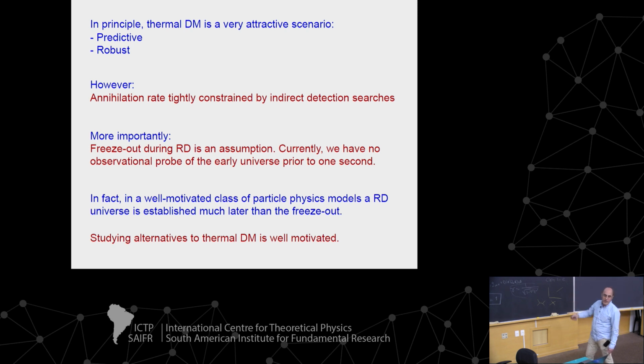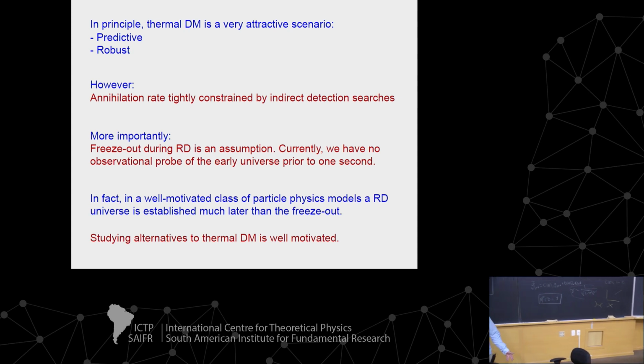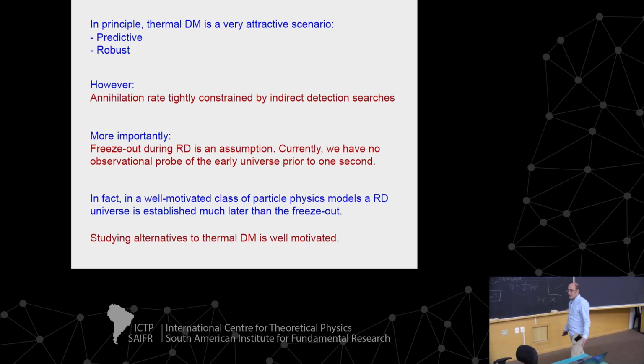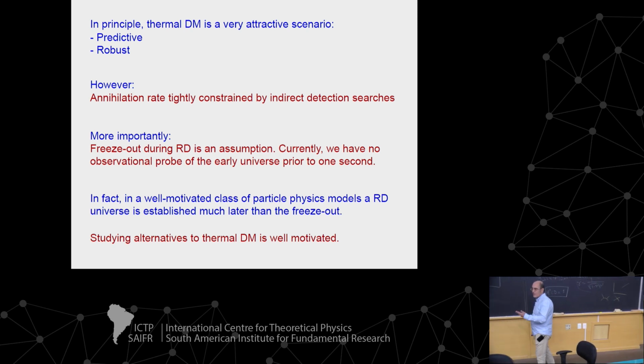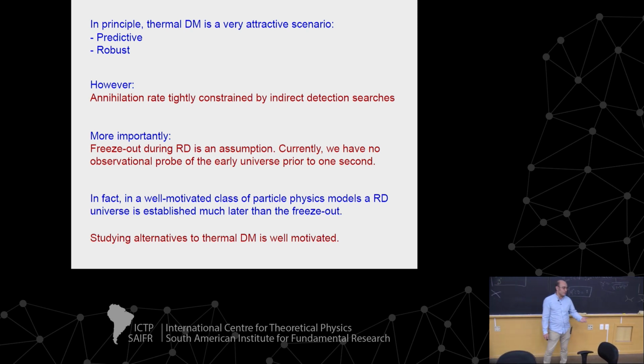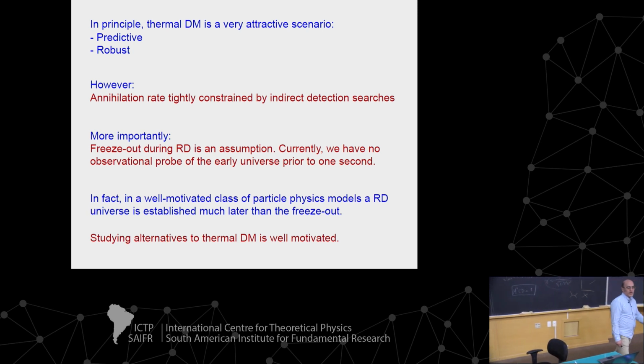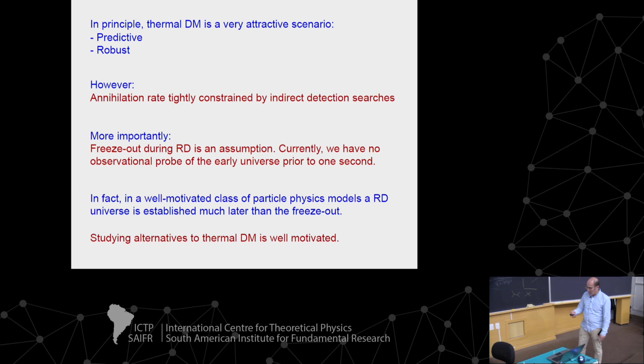having freeze-out during a radiation-dominated phase is an assumption, because it happens much earlier than 1 second. And currently, we don't have an observational probe of the universe before 1 second. BBN is a probe of about 1 second or so, but before that we currently have no probe. Once, and if, dark matter is discovered and its properties are better known, it could be a probe at a much earlier time, and hopefully with primordial gravitational waves, we can go even much, much earlier.